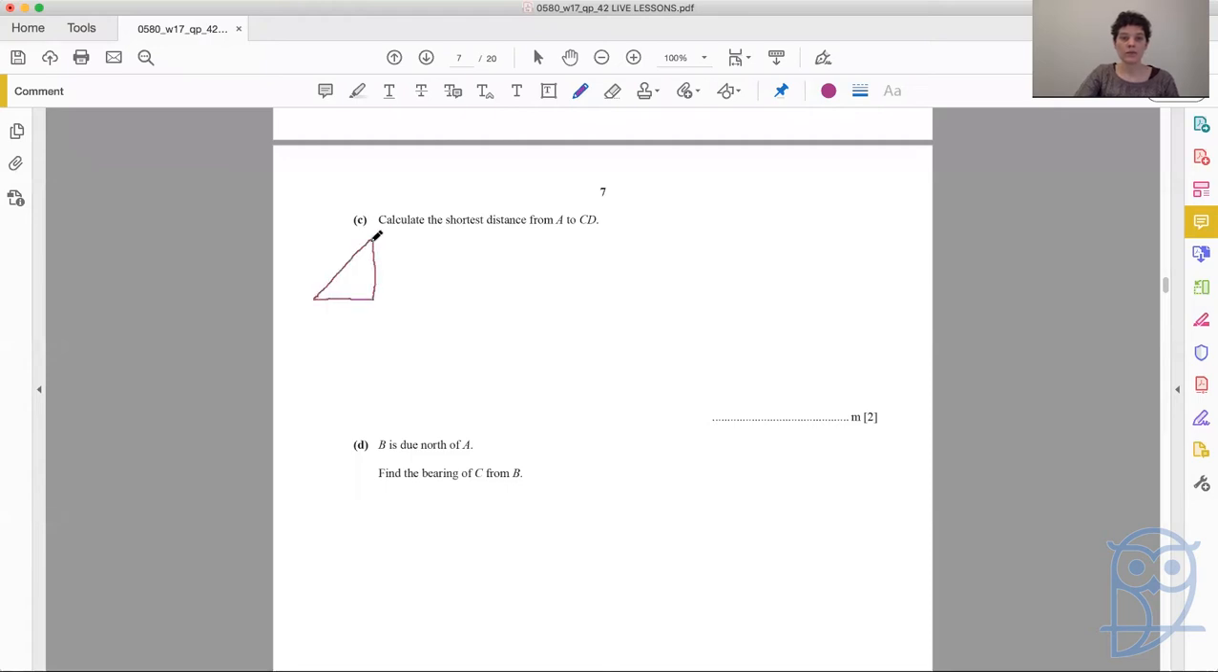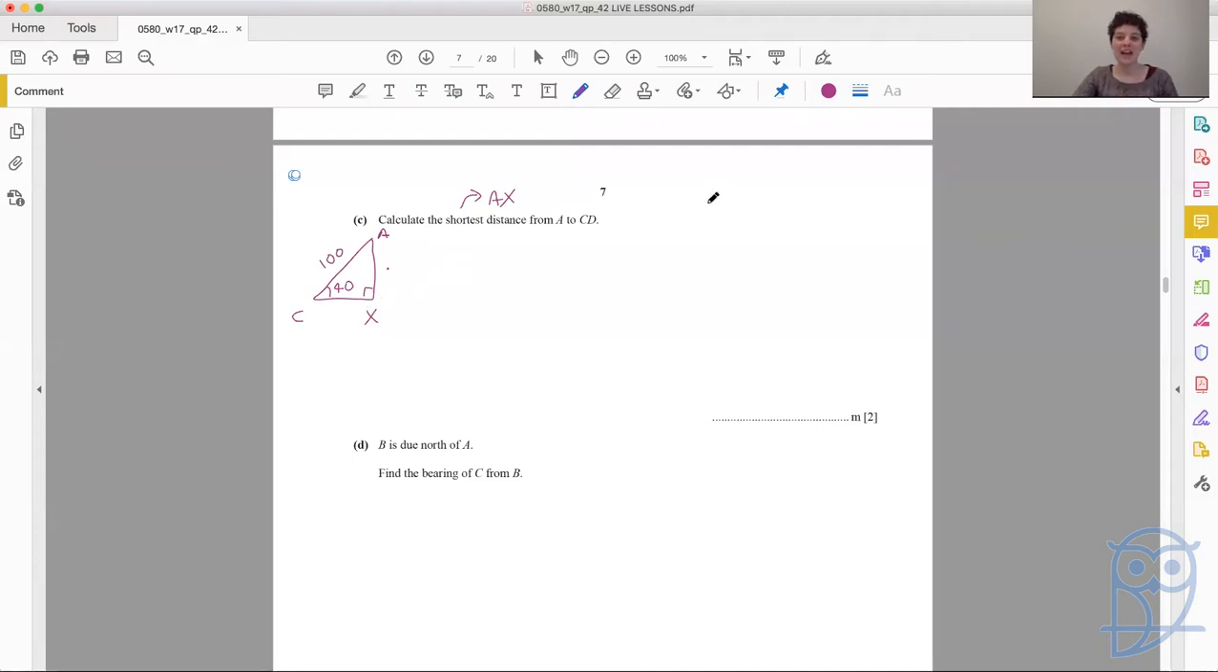So we have A, we have C. We didn't go all the way to D, so let's just call that point X. AC was 100, and this angle here is 40. So we're now dealing with a situation where we have a right angle triangle. That shortest distance from A to CD we now have is AX. So we have an angle, we have a side that we want, we have another side, right angle.